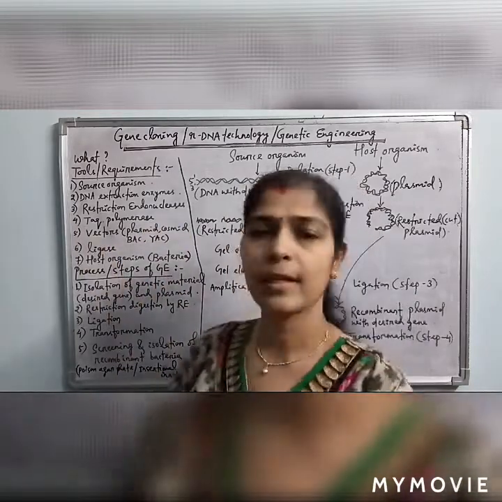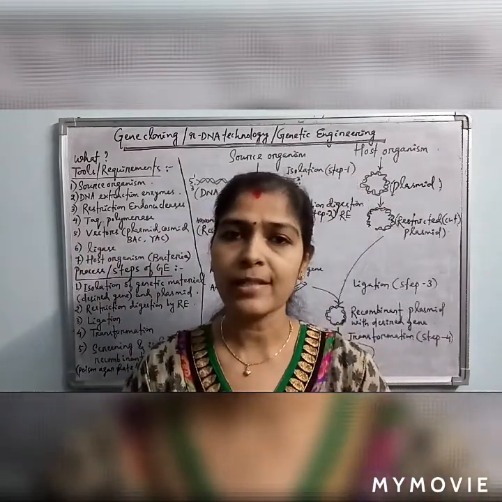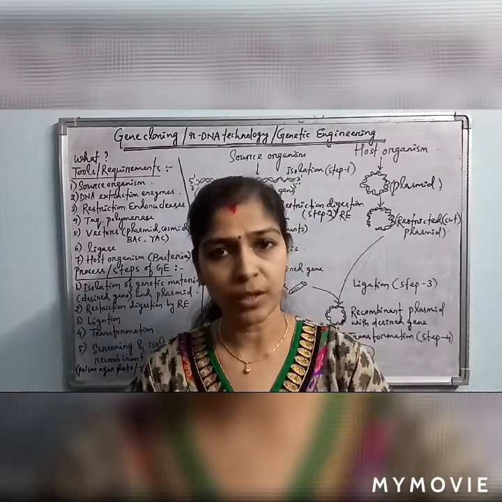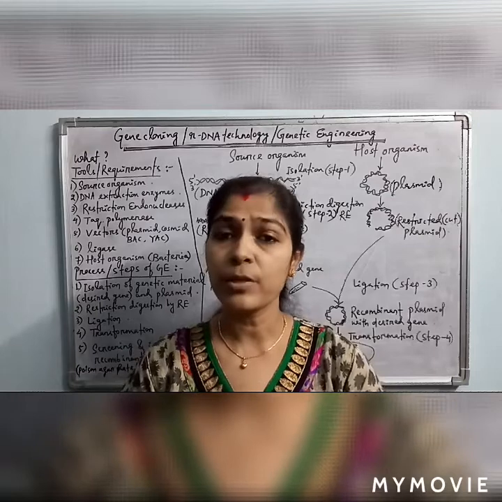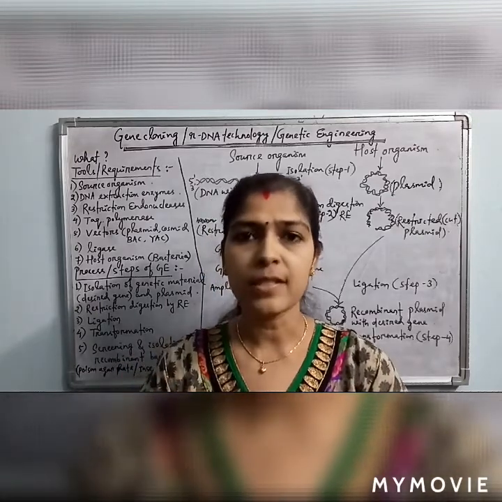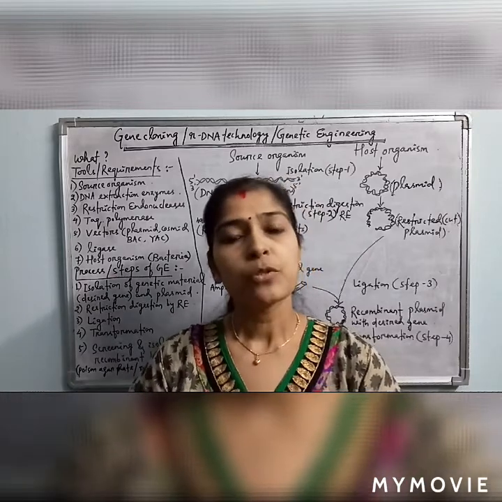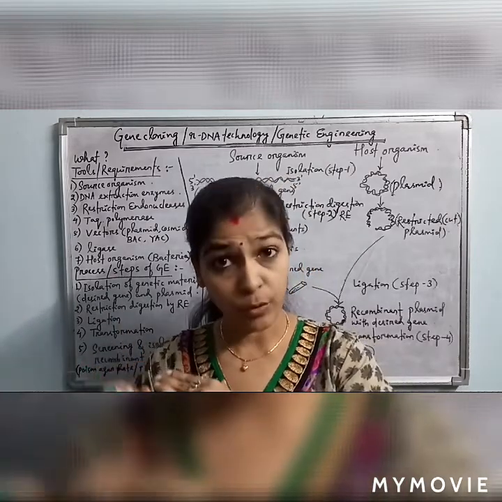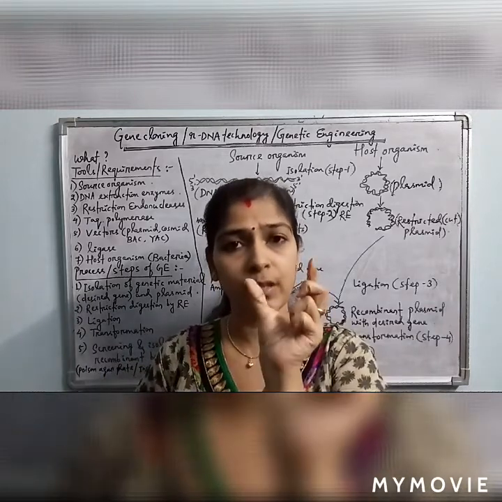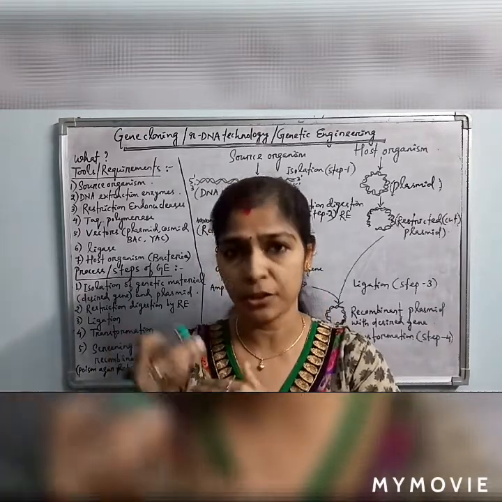Then the fourth one is Taq polymerase. In the previous class I have also told you that Taq polymerase is extracted from the Thermus aquaticus bacteria, and it is a thermostable enzyme. It is a DNA polymerase, and it is utilized in PCR, polymerase chain reaction. This Taq polymerase is utilized when the fragment of DNA having the desired gene is extracted after gel electrophoresis.